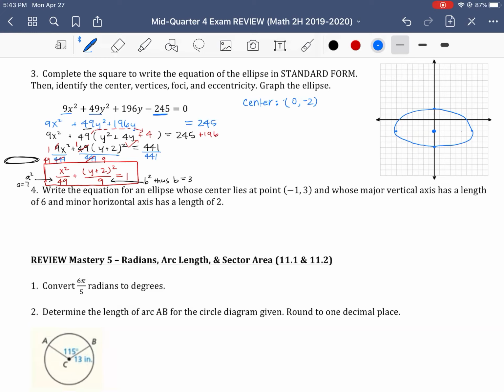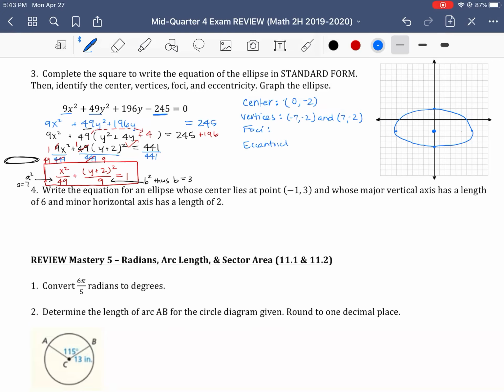Okay. And then from there, we were asked to find the vertices. So if you want to find them just from your picture, again, this is horizontal. So really we're just adding them to our h value. And we would be adding 7. So you'll notice on your graph, your vertices are out at -7, -2, and +7, -2. So it would look like that. Then we want to write the foci, and then the eccentricity.